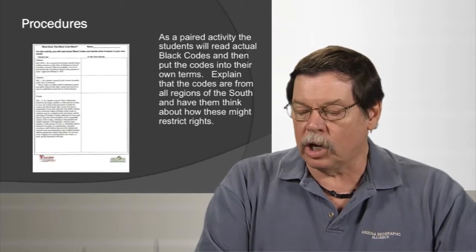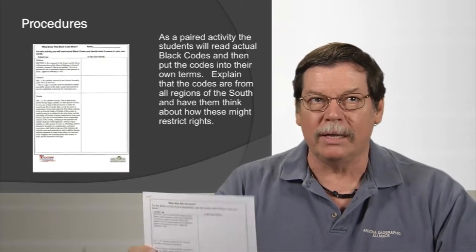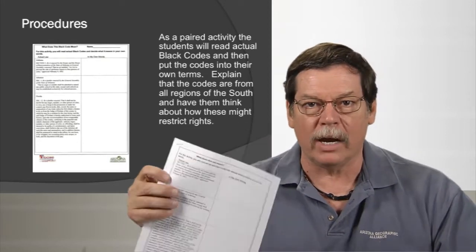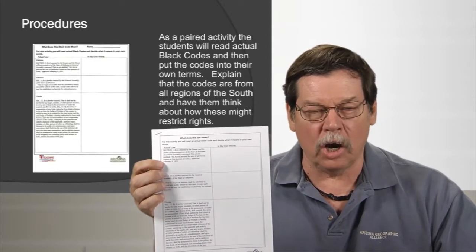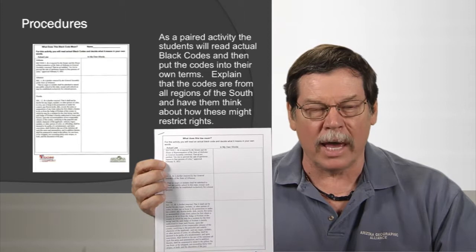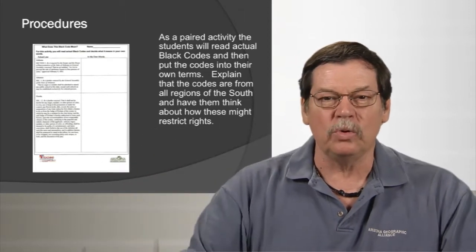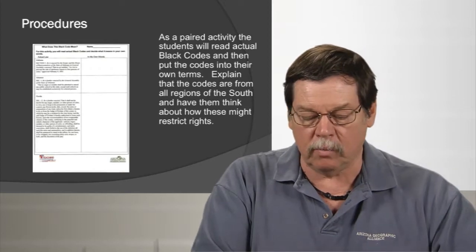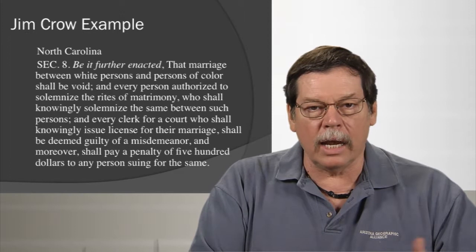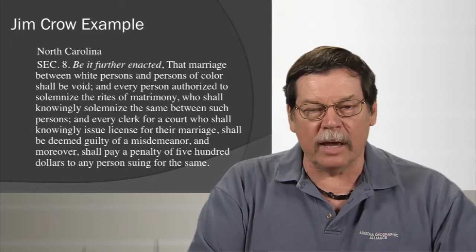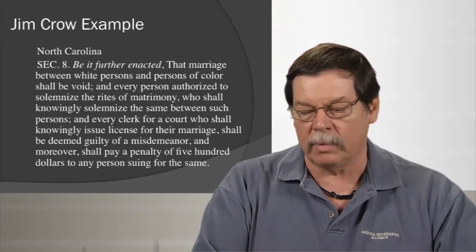After that, it would definitely be wise to do this as a paired activity. The students are going to end up with actual black codes, and they're going to need to read these black codes, and they're going to need to be able to put them into their own words, which may be difficult. And here's an example. North Carolina, and the kids are going to have to read this and decide what this means.